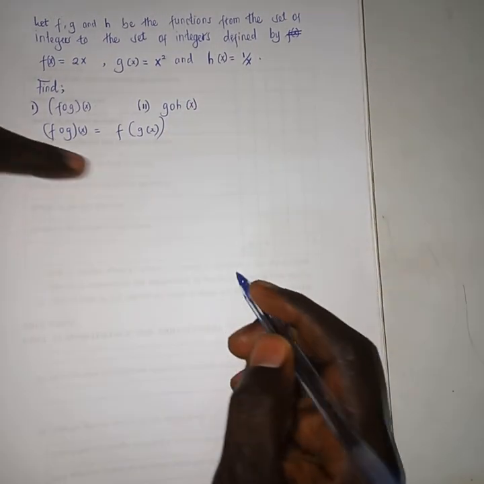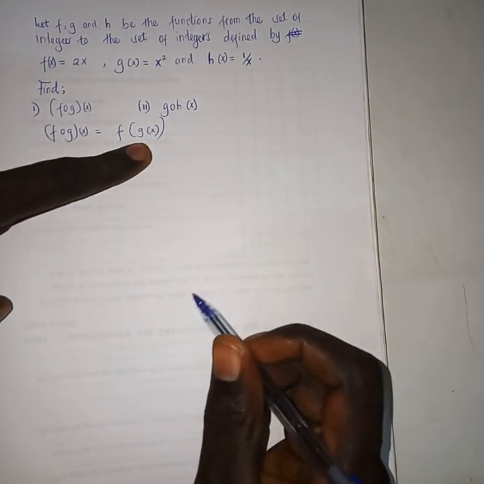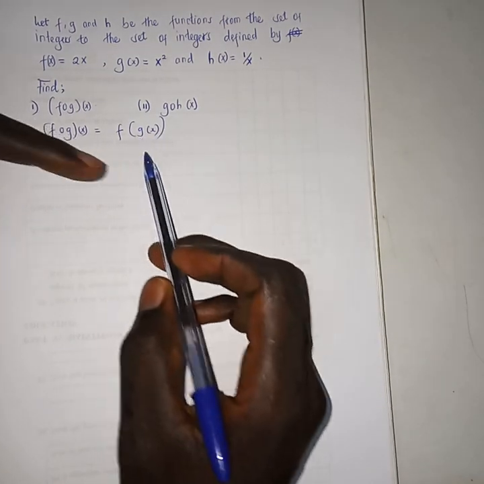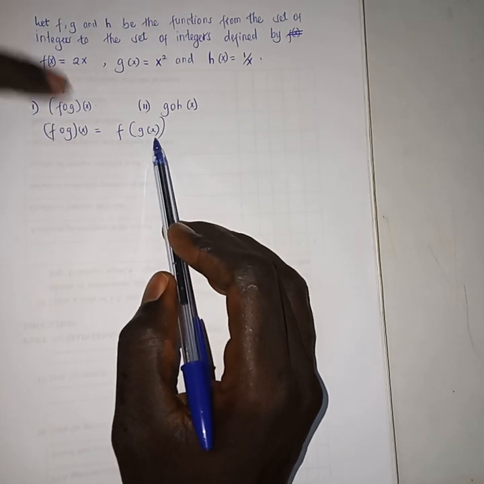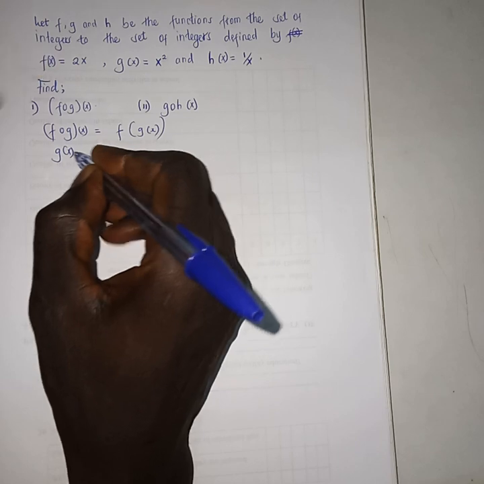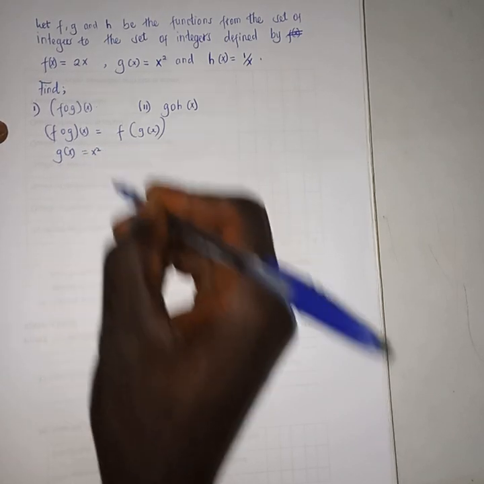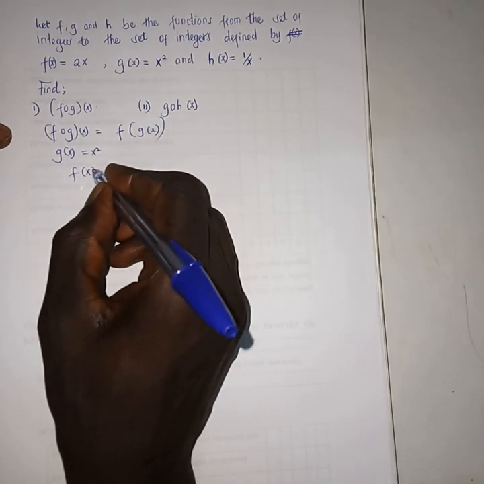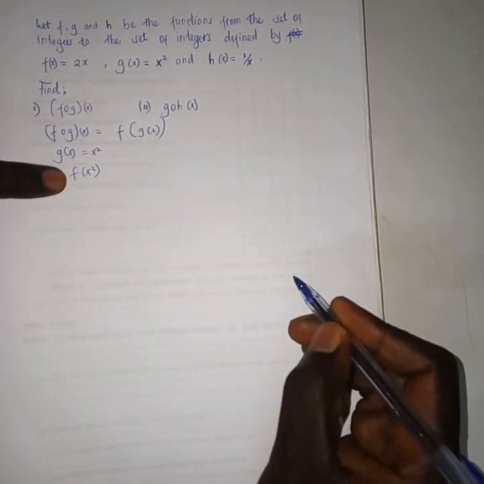So you realize that we are going to first do the g of x, then we are going to serve the output of g of x as input to f. So g of x we already know from the question, g of x is x squared. So meaning that what you're going to find is f of x squared, as now x squared is the input.